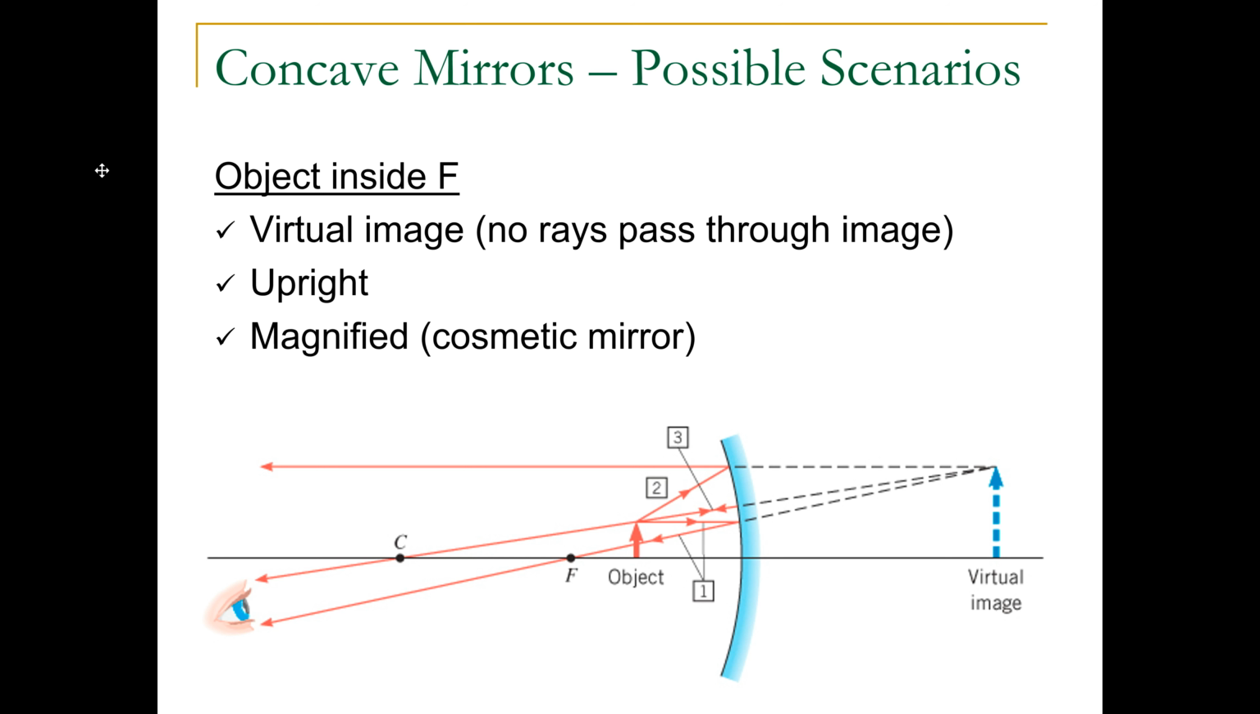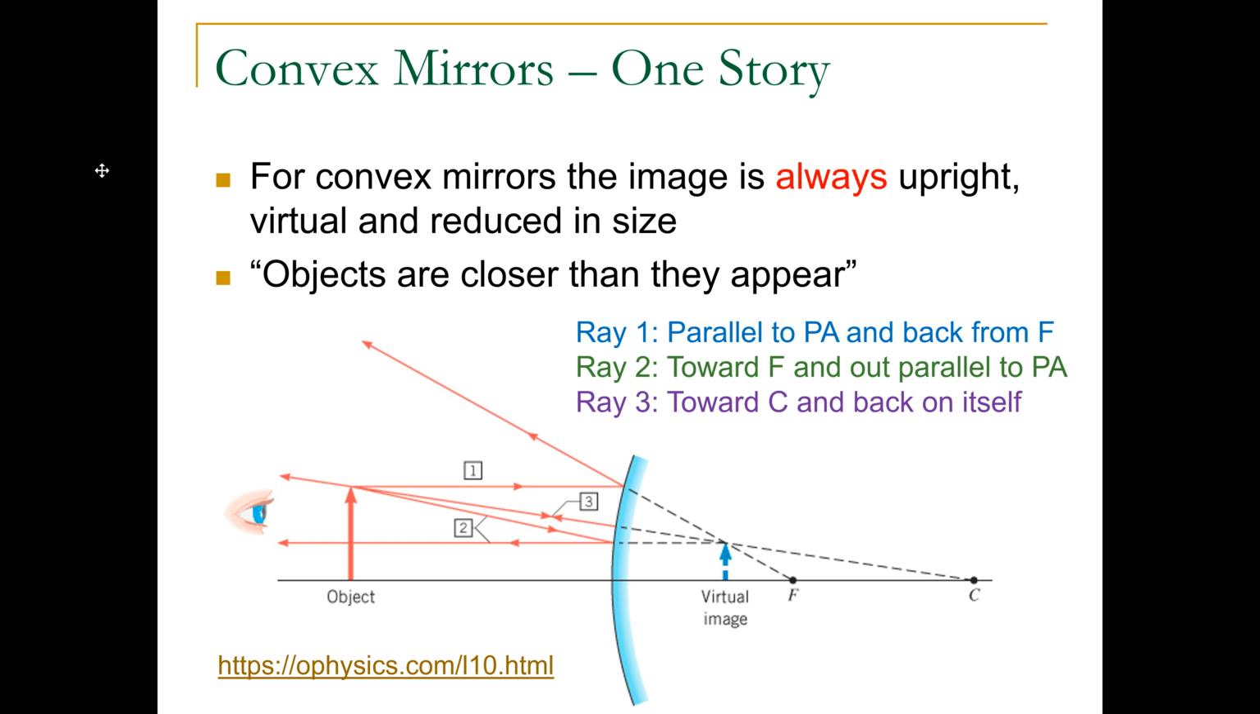Moving on to convex mirrors. Convex mirrors, the diagrams are maybe a little tricky to draw, but the good news is that the image is always the same. So it always is upright, it's always virtual, and it's always reduced in size. So convex mirrors, the bad thing about them is they make things smaller, right? So objects are closer than they appear.